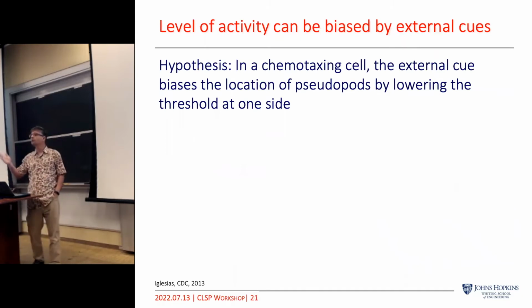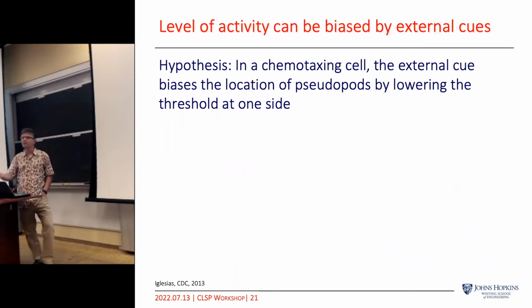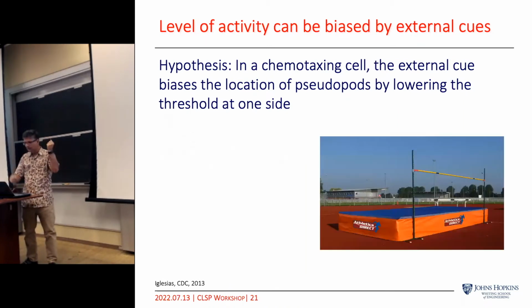Well, a long time ago, when we first discovered this, we made the following hypothesis: that in a chemotaxing cell, a cell that's following a chemical gradient, what that chemical gradient does is modulate the threshold of activation of actin polymerization. And it does so in such a way that it lowers the threshold at the front and raises it at the back. So this is my analogy.